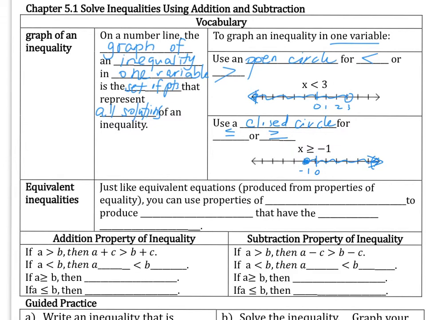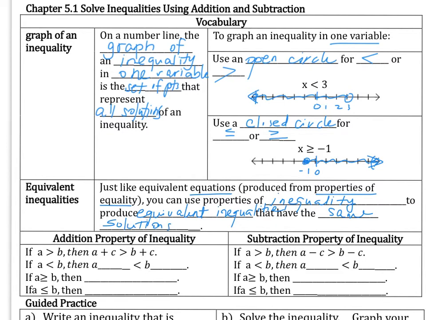And for equivalent inequalities, just like equivalent equations, which are produced from properties of equality, you can use the properties of inequality to produce equivalent inequalities that have the same solutions.